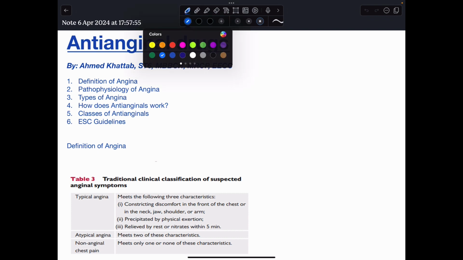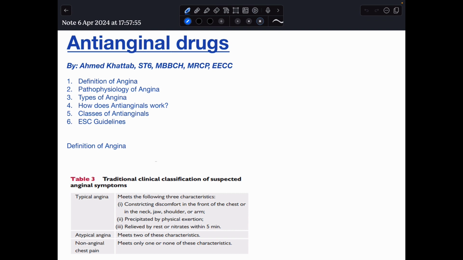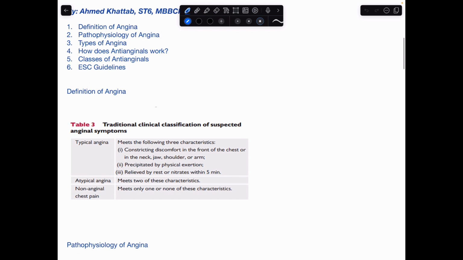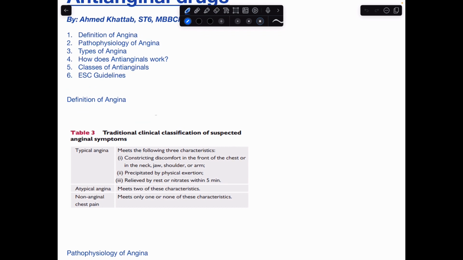So angina is basically a symptom, and it's actually one of the most common symptoms that present to the hospitals. If you look over there, this is the traditional classification of suspected anginal symptoms. If a patient comes to you saying they're having chest discomfort or a pressure-like sensation in the front of their chest, neck, jaw, shoulder, or arm, 2 other criteria must be there to confirm it's 100% angina. The other 2 criteria are: it gets worse when I exert myself, plus or minus emotional stress.